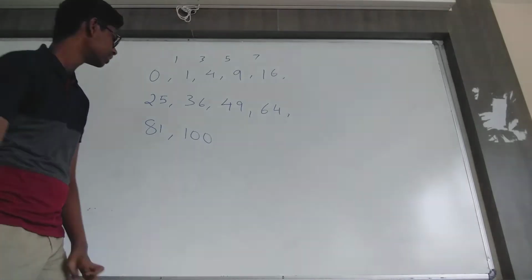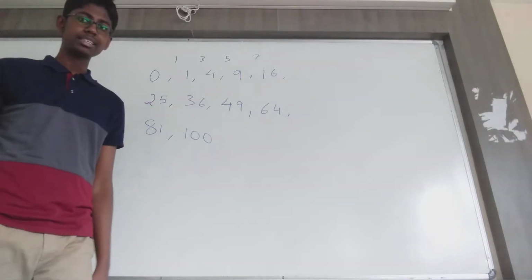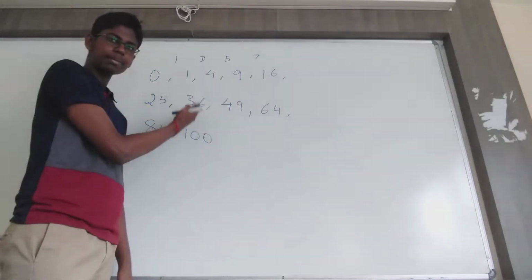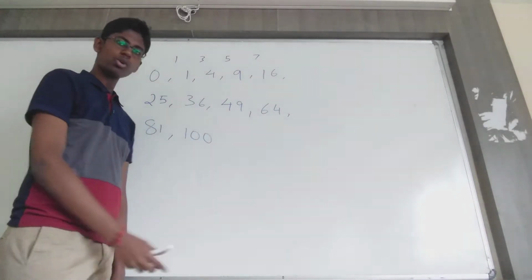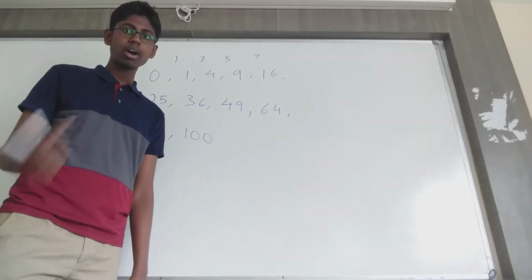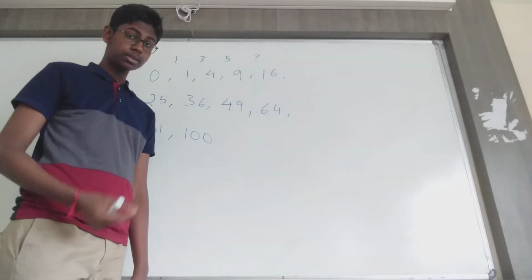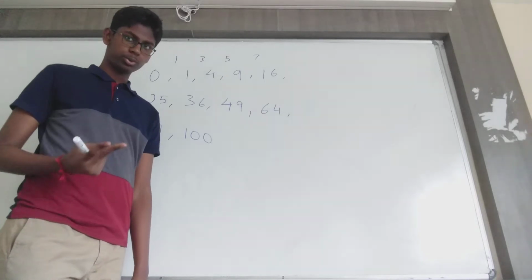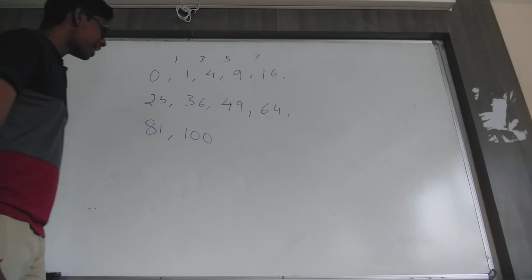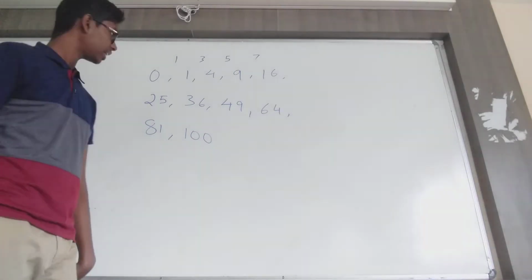We'll check. 25 minus 16, it's 9. 36 minus 25 is 11. 49 minus 36 is 13. And so on. The differences between consecutive squares are consecutive odd numbers. And the differences between consecutive odd numbers are 2. They have a constant difference. So this pattern exists no matter what square you take.